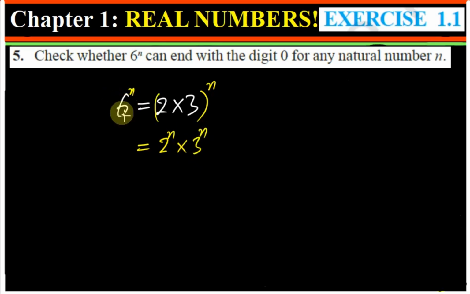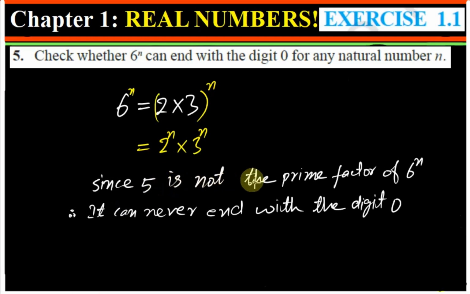So you can see in the prime factors of 6 raised to the power n, there is no 5. So 5 is not a prime factor of 6 raised to the power n. So it means it will never end with the digit 0. Okay, so this is how we can show it. Since 5 is not a prime factor of 6 raised to the power n, you can see there is no 5. Therefore, it can never end with the digit 0. Okay, I hope you understood.